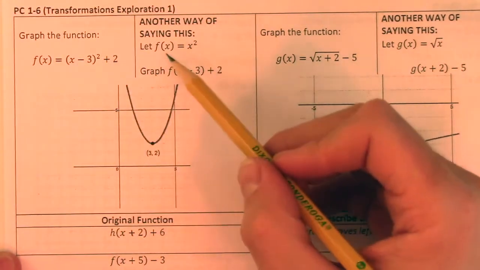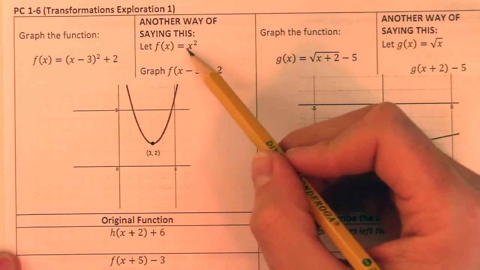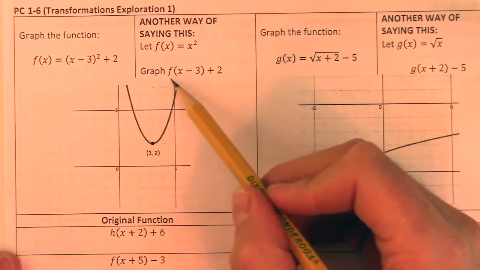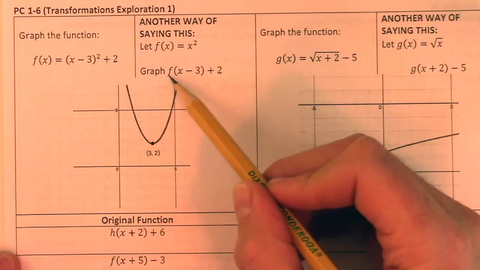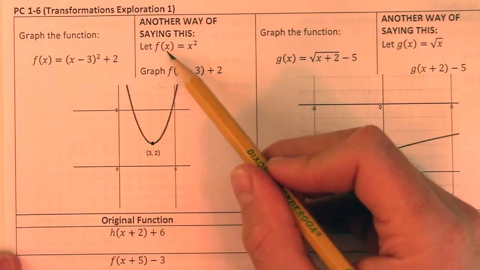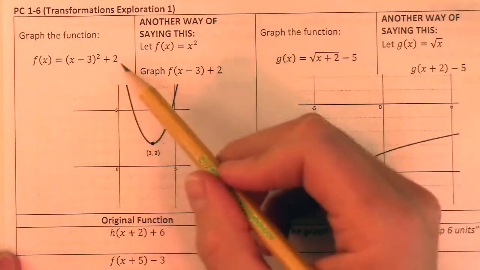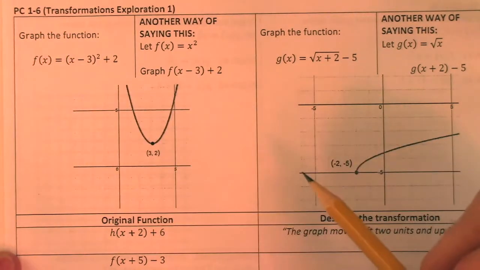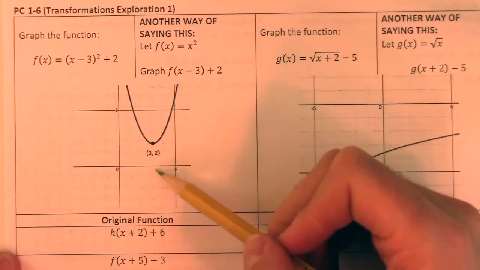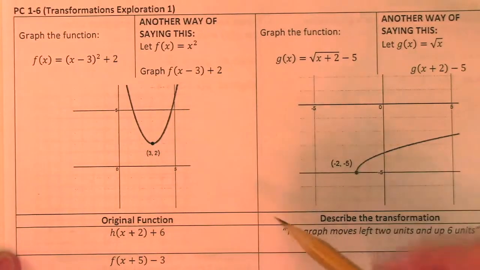Another way of saying this is to say let f of x equal x squared and then graph this. You'll notice that this isn't squared now, this is using f referring to this parent graph x squared. So this really means to graph the same thing. We're saying it in two different ways here. It's a shift to the right 3 and up 2. You can see the vertex is at (3, 2).